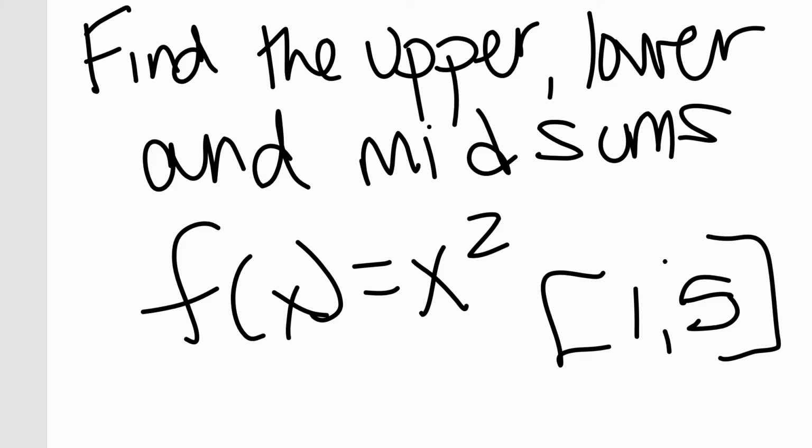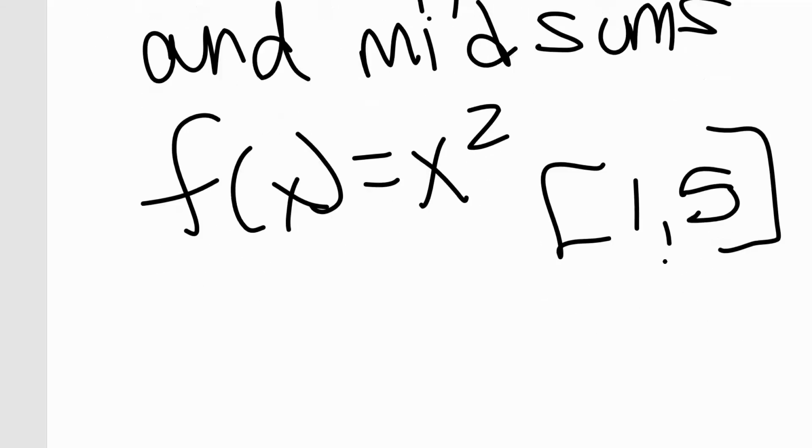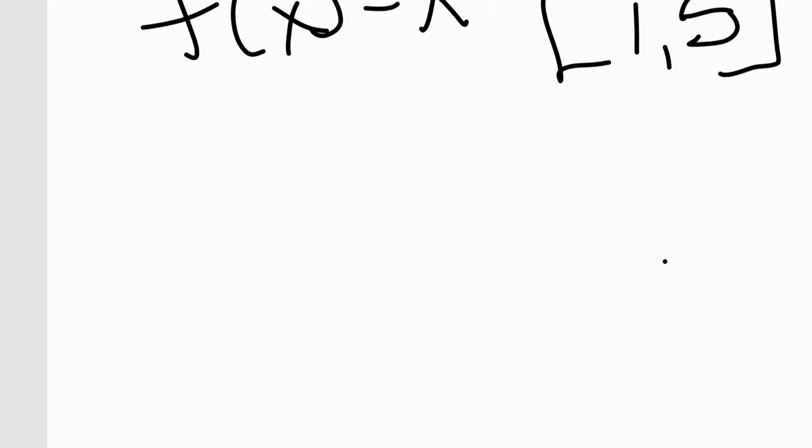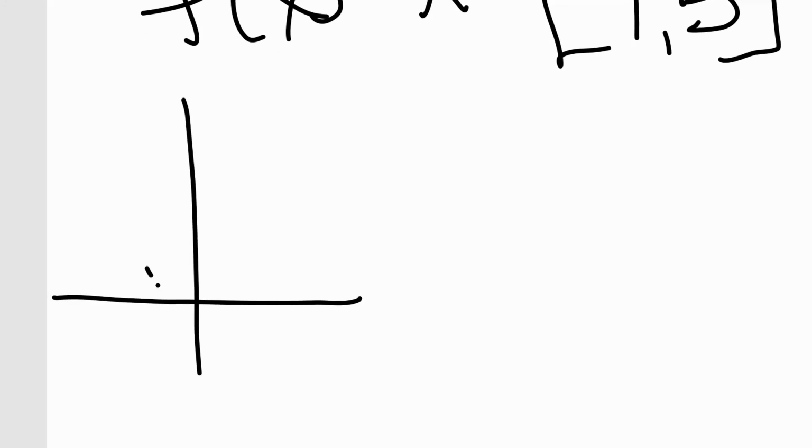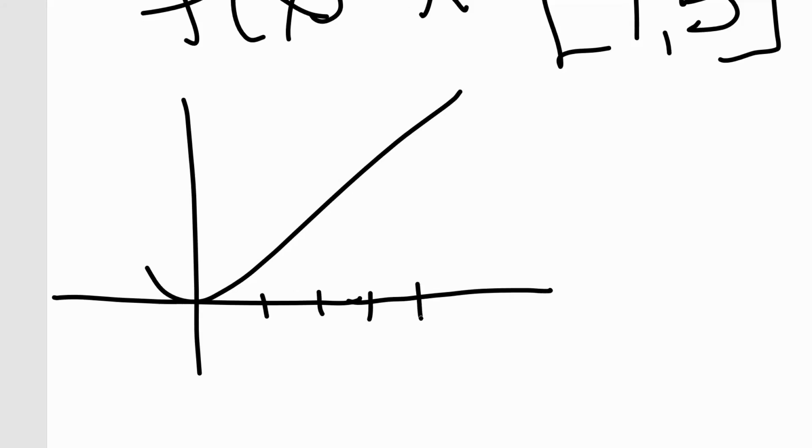All right, so the first thing I suggest you do every time on this is to draw it out. Hopefully we're all aware of what x squared looks like. So x squared is a parabola that goes up. But I'm only caring about what happens from 1 to 5. So 1, 2, 3, 4, 5. So I want this area between 1 and 5 right there.